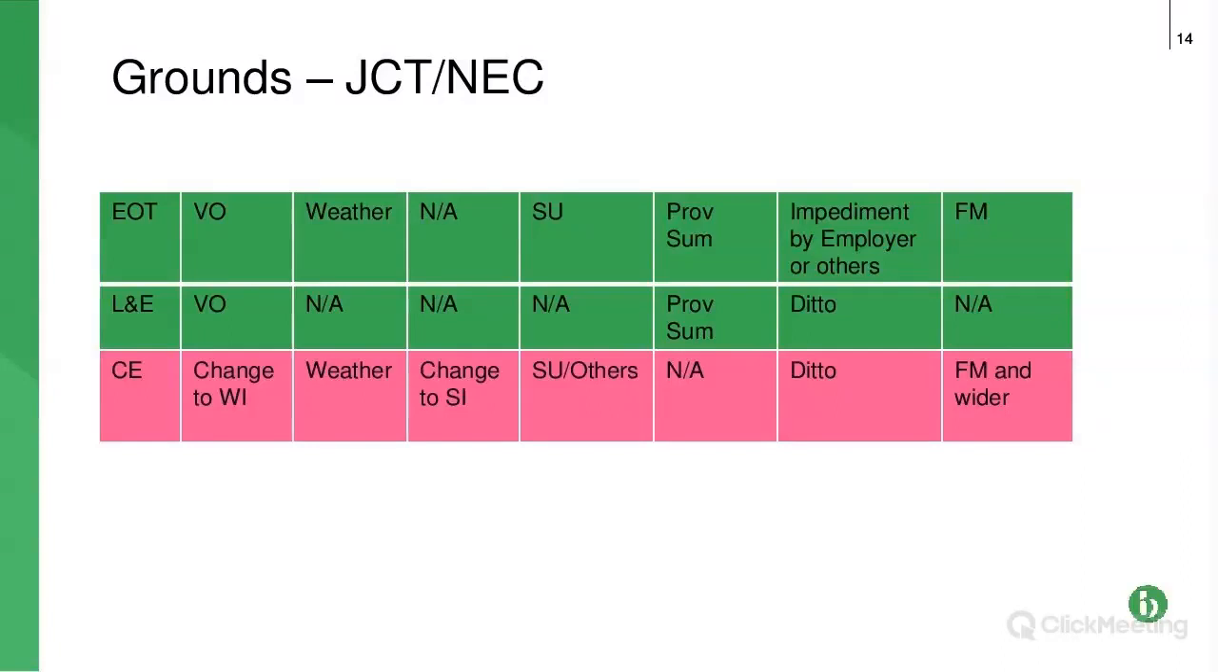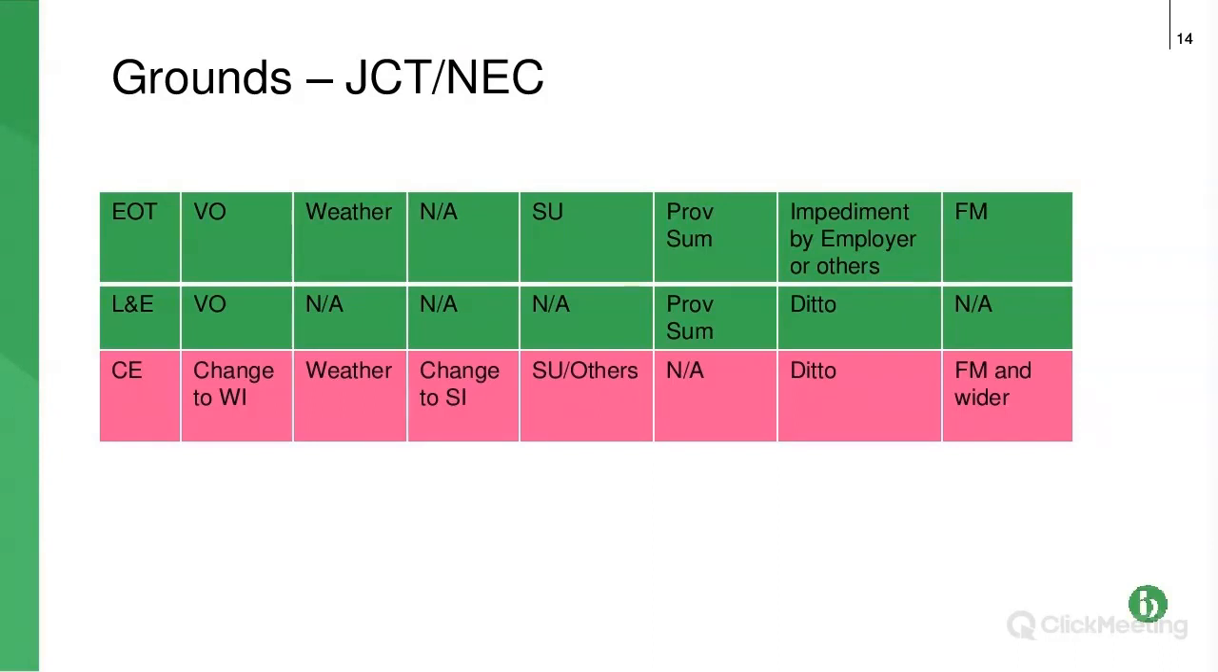The next one is relating to ground conditions. You don't get anything under JCT. You don't get either extension of time or loss and expense, entirely the contractor's responsibility.